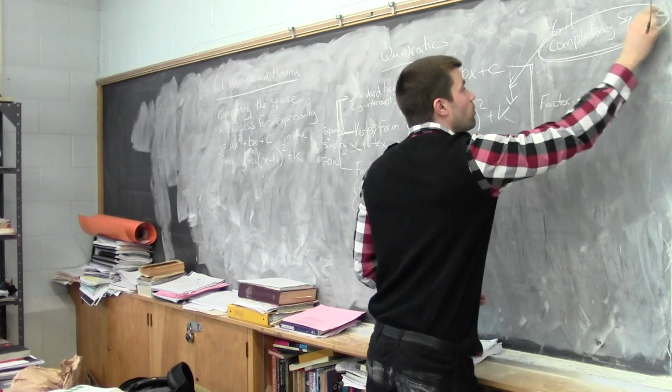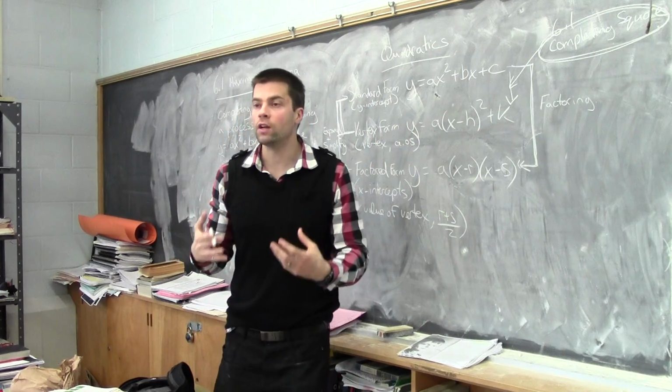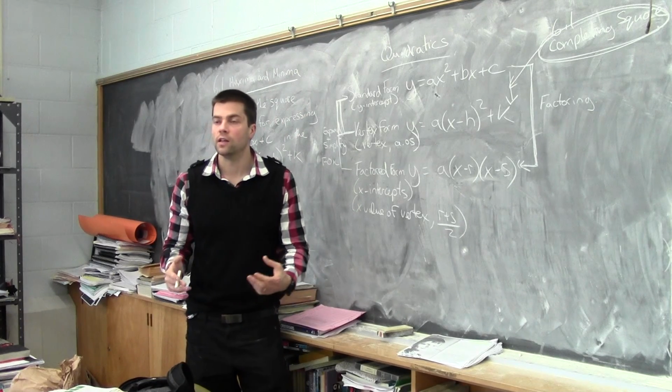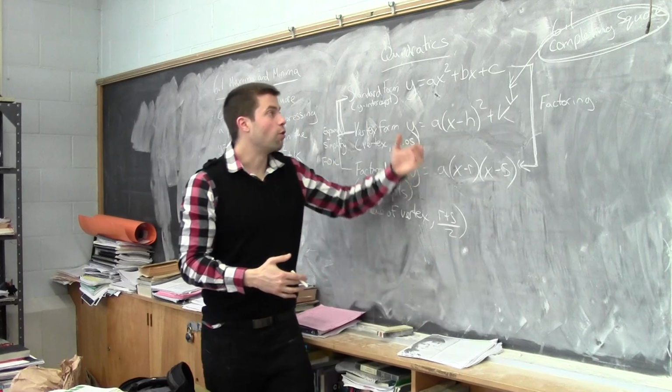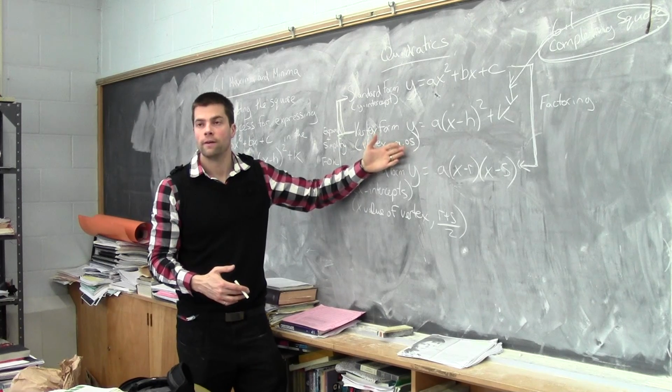And what completing the square does, this will be a great communication question on your test, is what is the point of completing the square? Or why do we use completing the square? The answer is we use completing the square to go from standard form to vertex form. Okay, very important to understand it and know that.